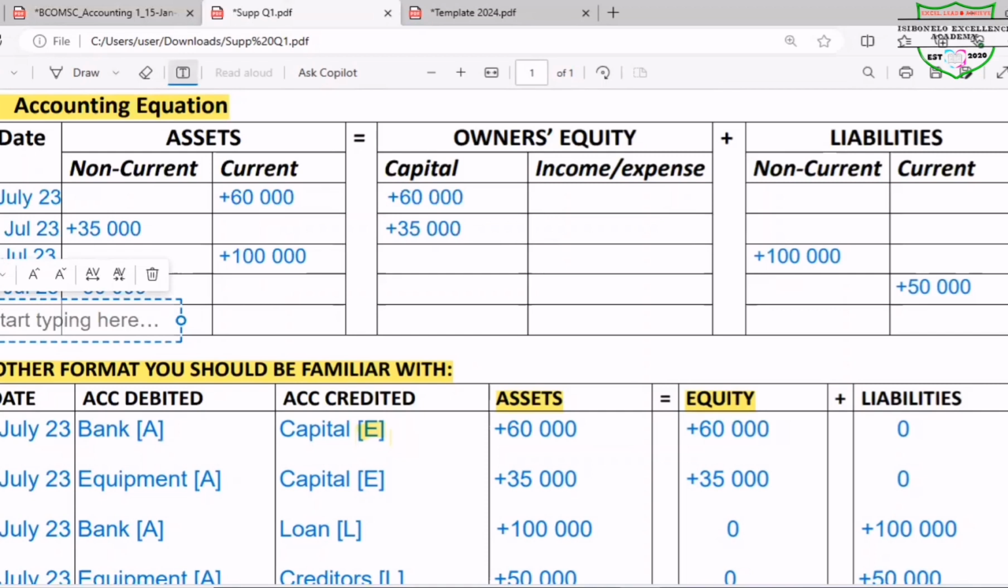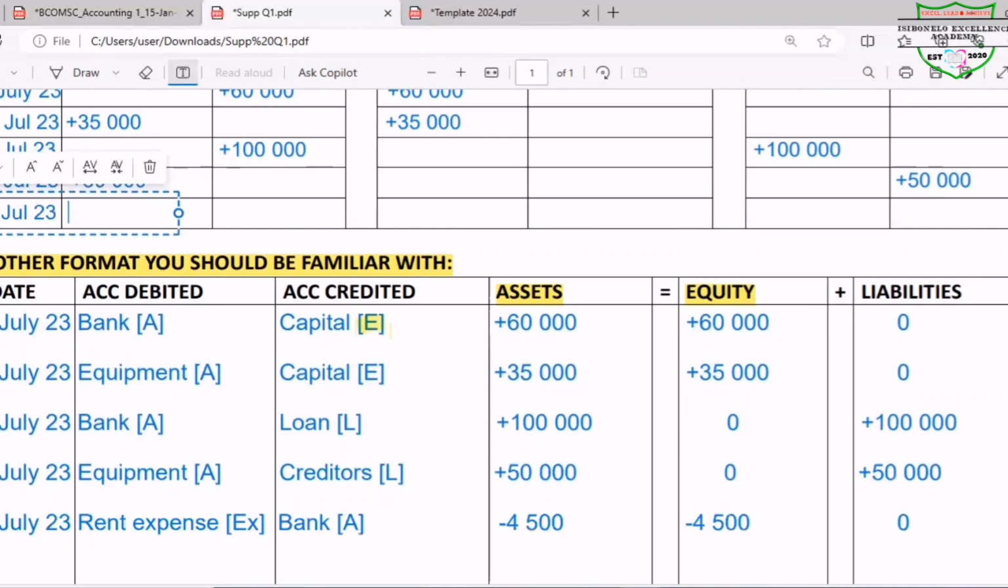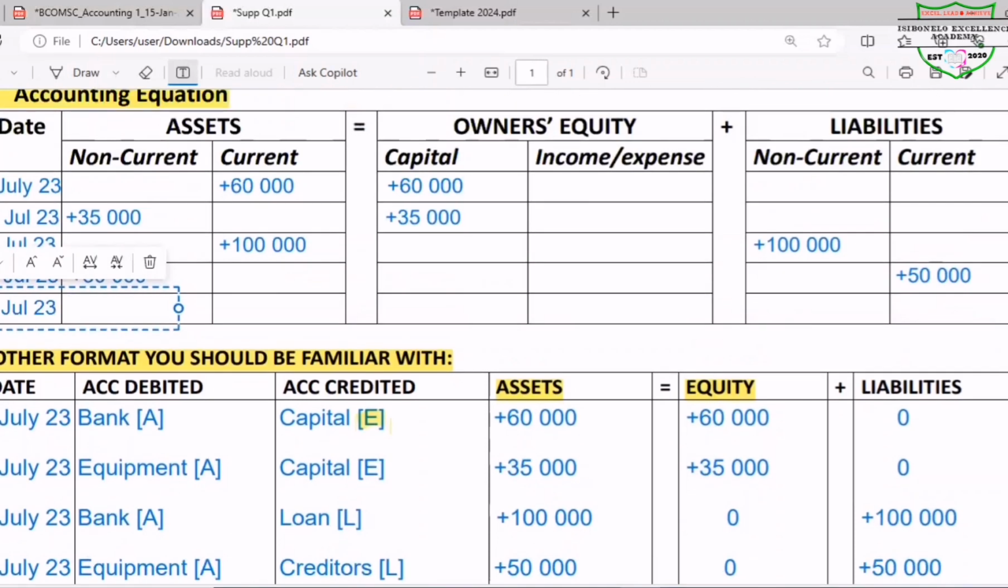The transaction date is the 5th of July 2023. So accounts affected are bank and rent expense. Bank is classified as a current asset. In this case, money is going out, so it's an outflow of cash. So bank is reduced by 4.5, the payment that we are making. And this is an expense.